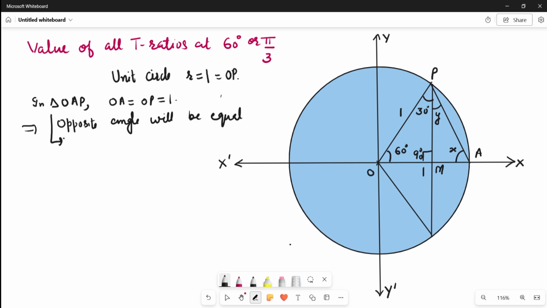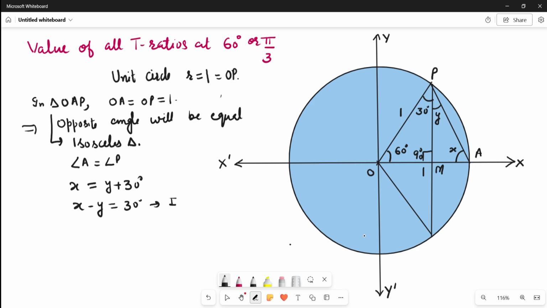This triangle is an isosceles triangle whose two sides are equal. Therefore, angle A is equal to angle P. It means X is equal to Y plus 30 degree. It means X minus Y is equal to 30 degree. We get one relation.